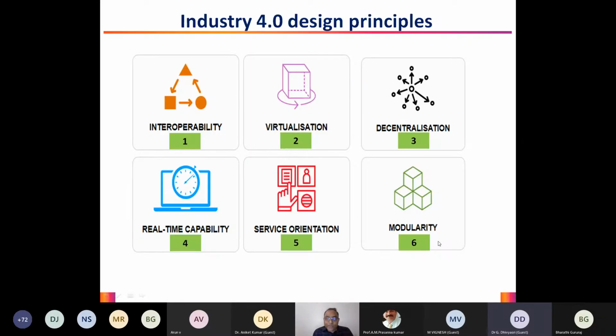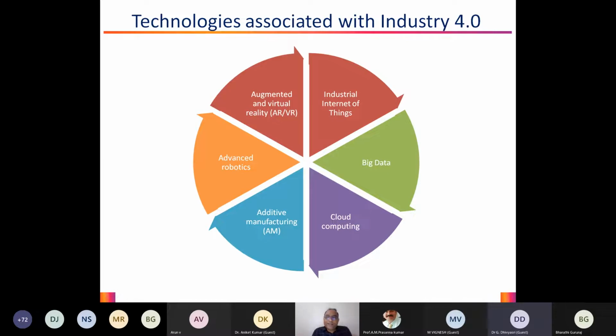Okay, right. So then, what are the technologies that get associated with the industry? We already have a fair bit of idea about the different technologies that are available. So specific to industry, what we have is something called the industrial Internet of Things, then big data, then cloud computing, something called additive manufacturing, which is nothing but 3D printing. Then we have advanced robotics, and then augmented and virtual realities, right? So these are the prime technologies that get associated with Industry 4.0.